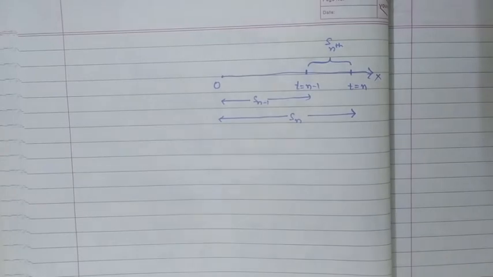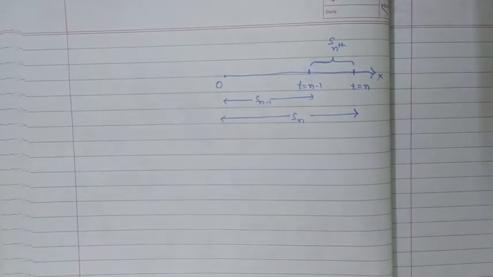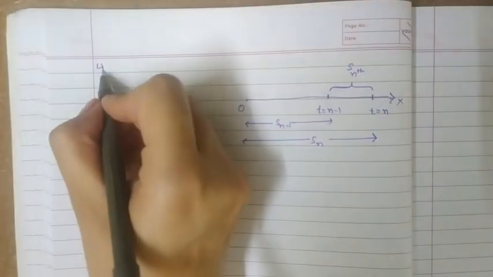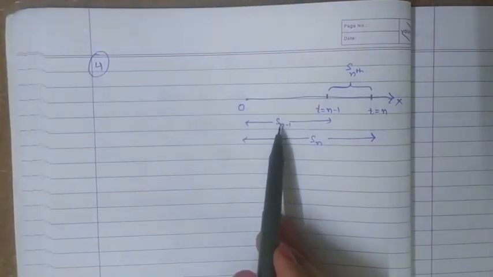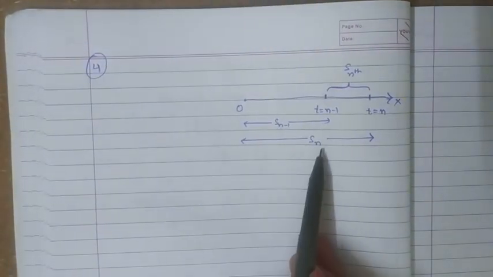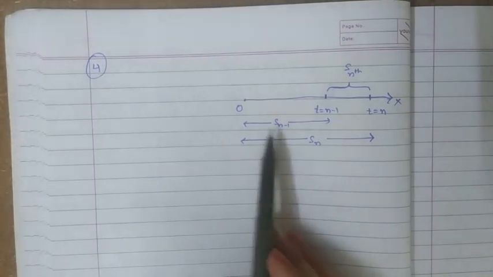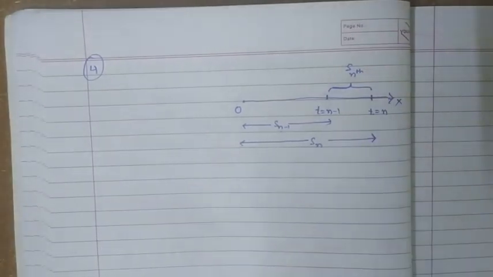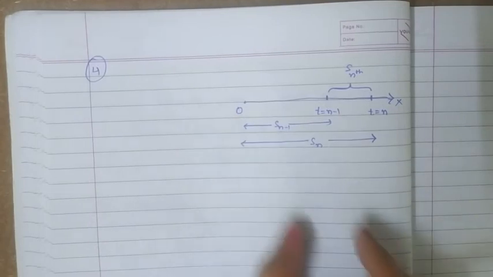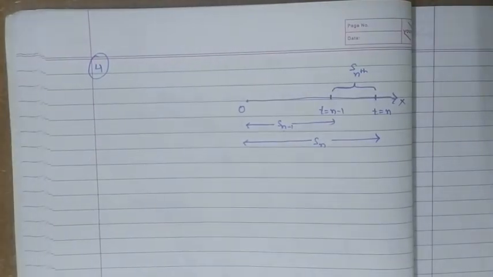So how are we going to do this? We use equation number 2 for this. We write its value for Sn minus 1 and for Sn, and then we subtract Sn minus Sn minus 1 to get the Snth, right? We will subtract Sn minus 1 from Sn and we can get the value of Snth.